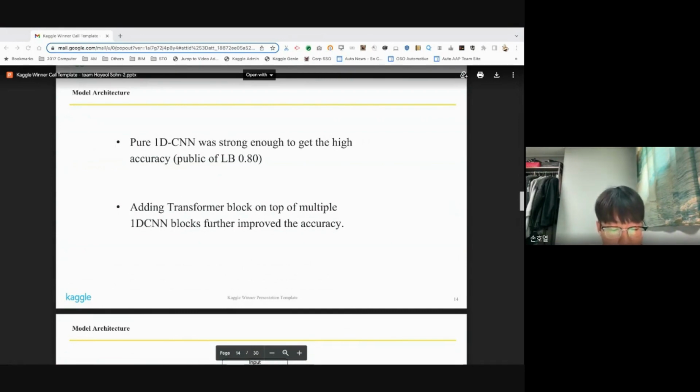Let me describe the model. The primary feature of my model is the use of 1D convolution. A pure 1D convolutional neural network was sufficient to achieve very high accuracy, reaching a score of 0.80 on the public leaderboard. I later found that including a transformer block on top of the 1D convolutional block could achieve even higher accuracy.